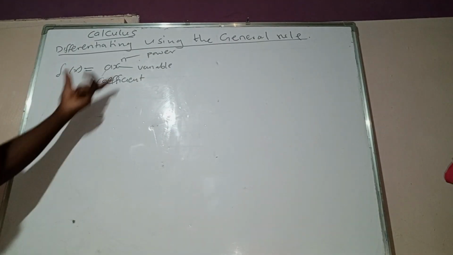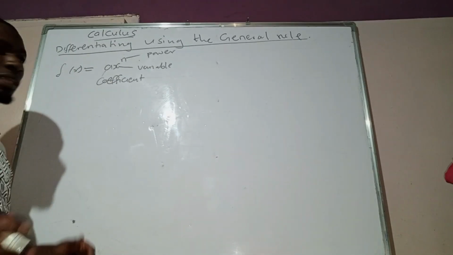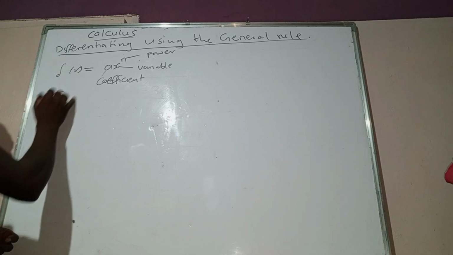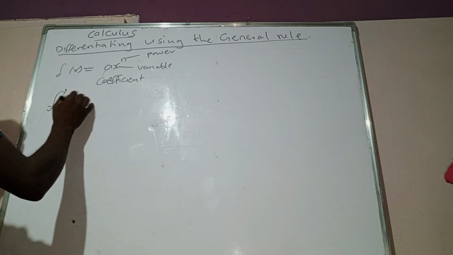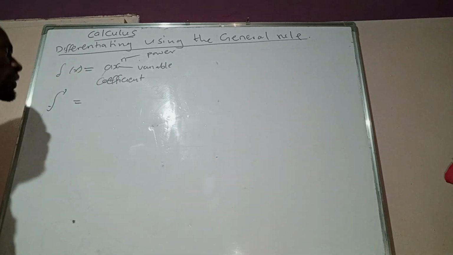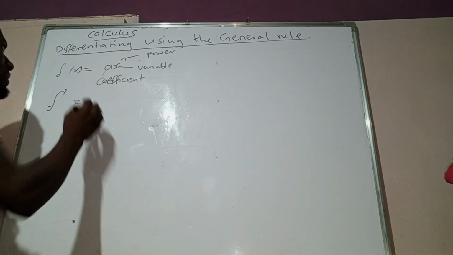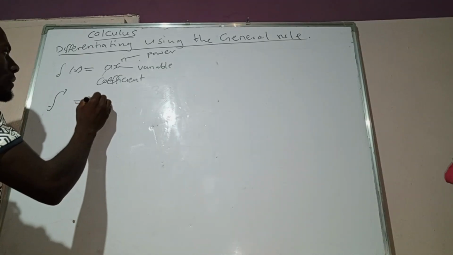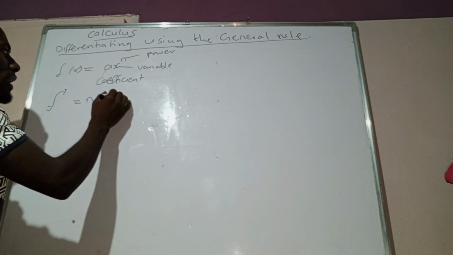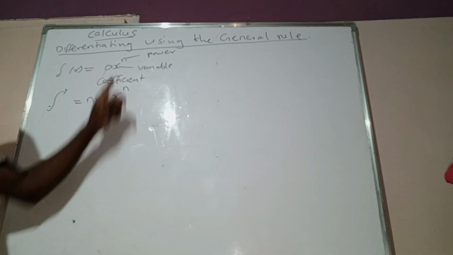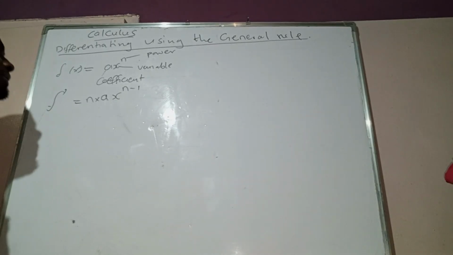So when you're differentiating this type of function using the general rule, what does the general rule state? We are finding f prime, in other terms dy dx, is equal to... the first thing that you have to do is multiply this power times the coefficient that is in front of x, which means you are going to have n multiplied by the coefficient a, then x to the power n. Now what happens to the power there? You subtract 1.